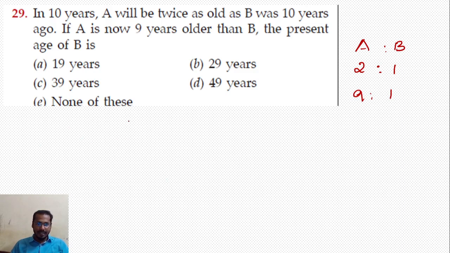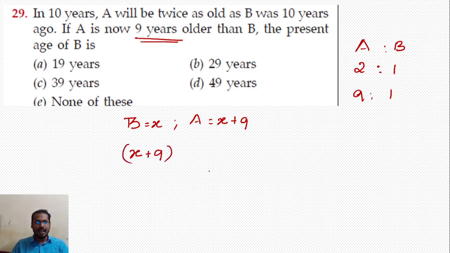Look at this. Let's take B equal to x. If B is equal to x, then A will be x plus 9, since A is 9 years older than B. From these two we can write the equation. First, x plus 9, this is A's age. Then how many years after? In 10 years, A is twice B, so that is 2 times B, and B is x.